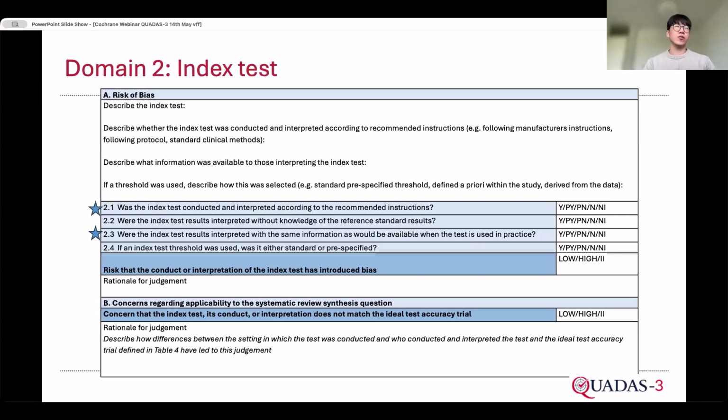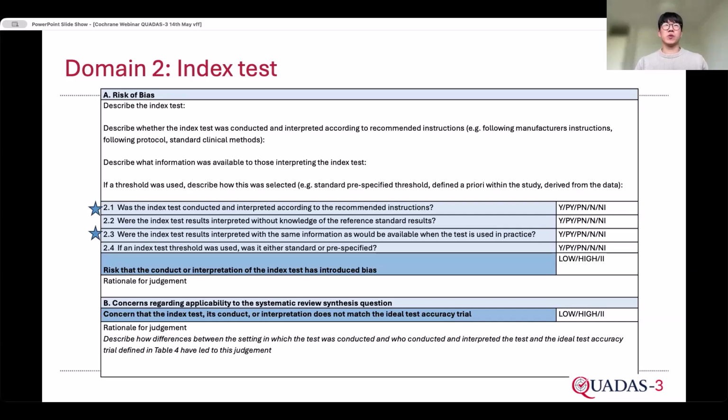Yeah, so I'll be carrying on with the rest of the domains. There are 4 domains in total, and the first 3 domains, participants, index test, and target condition, address both risk of bias and applicability, whereas the 4th domain, analysis, only addresses risk of bias. In the interest of time, I unfortunately don't have time to go through all of the signaling questions in each domain, but I'll be focusing on the ones that are new in QUADAS-3.